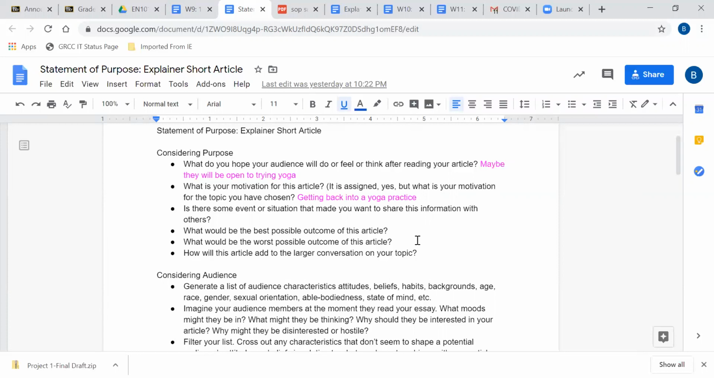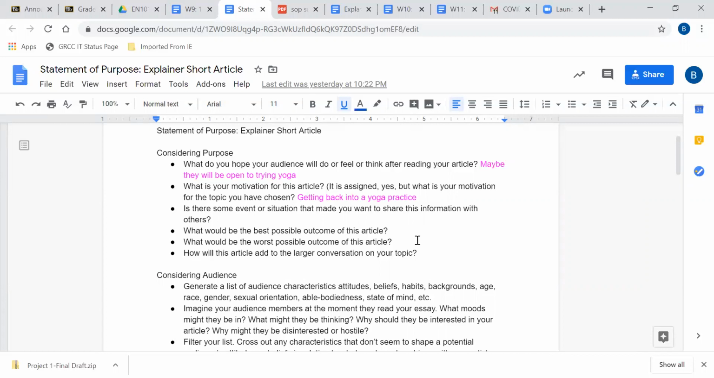But what does that really mean? What do you hope people will do or feel after they read your article? What is your motivation for writing about this particular topic that you chose? Why did you choose that topic? Is there something in particular you want to share with others or that made you want to share this topic with others? What would you imagine the best possible outcome of this article would be?